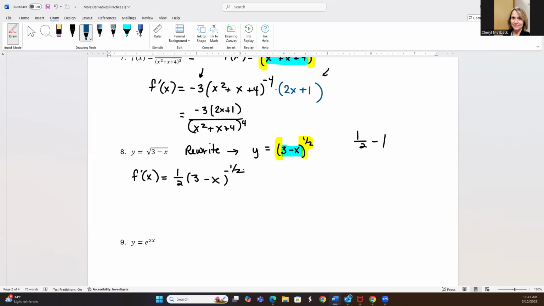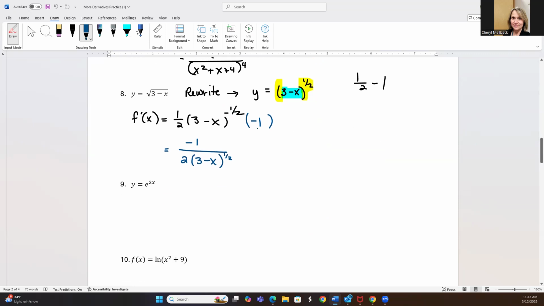Then we multiply that times the derivative of our inside function, which would just be a -1, because the derivative of a negative x would be -1. Cleaning this up, we'd probably write it as, let's see, what goes in the numerator? Just that -1 is in the numerator. So we're going to call this a -1 over 2 times 3 minus x to the 1/2. Once we move this 3 minus x to the 1/2 to the denominator, its exponent becomes positive.